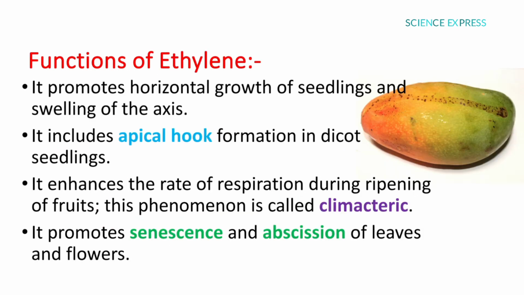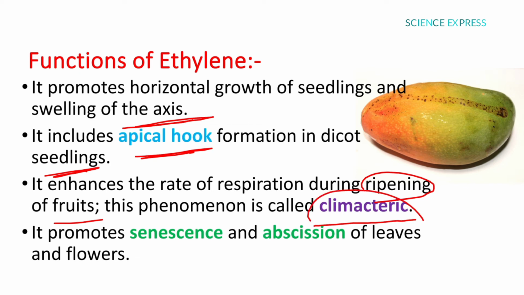Now let's discuss the functions of ethylene. It promotes horizontal growth of seedlings and swelling of the axis. It induces apical hook formation in dicot seedlings. It enhances the rate of respiration during ripening of fruits. This phenomenon is called climacteric. Climacteric is a stage of fruit ripening associated with increased ethylene production and a rise in cellular respiration; it is the final step of fruit maturation and the beginning of fruit senescence.